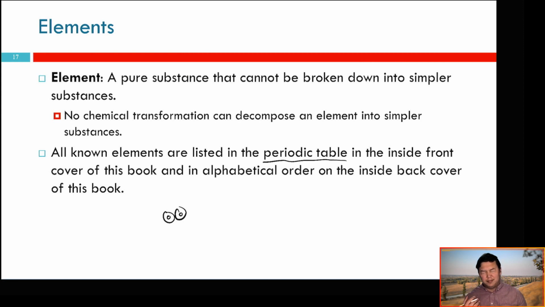They form, wow, I'm blanking on the word. They're diatomic. So there's actually two oxygen atoms. But because it's only oxygen, that's still an element, right? It's only one type. We can't break this down into something other than oxygen. And that's why we have all the elements listed on the periodic table. And then there's one in the front cover of the book, and there's the alphabetical order on the inside back cover.